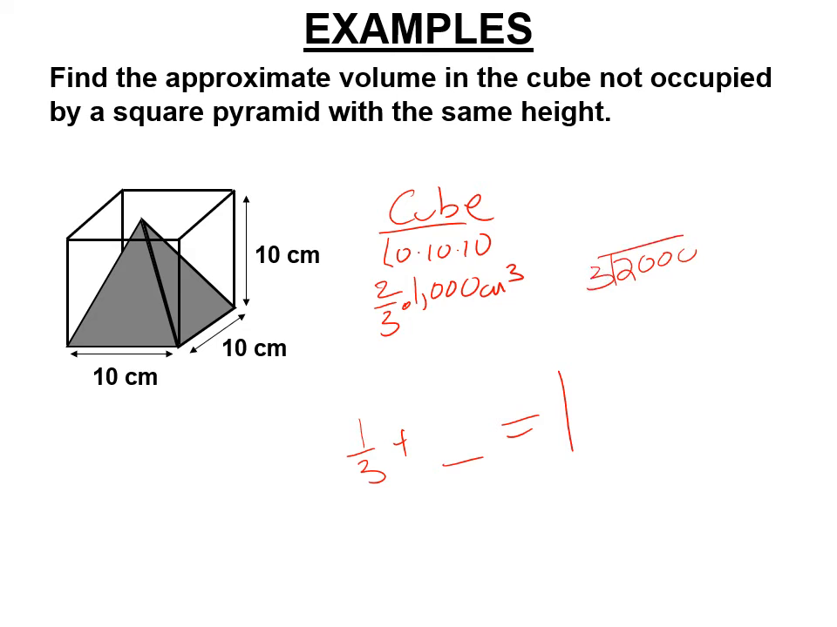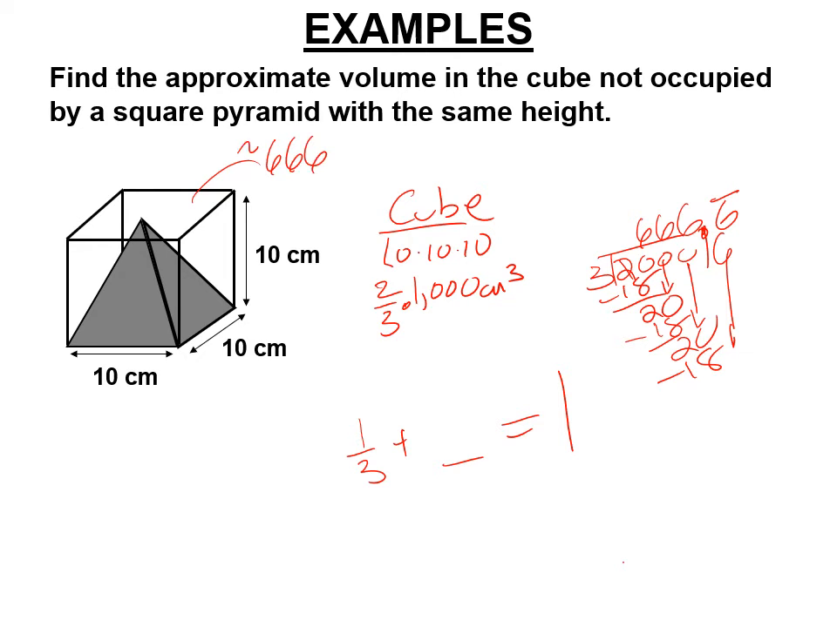Notice I said approximately up there. 3 goes into 20 6 times. Remainder 2. Bring down a 0. 3 into 20 6 times. 3 times 6 is 18. Remainder 2. Bring down a 0. Decimal straight up, 0 straight down, and we're going to get 6s forever there. So the volume not occupied by the pyramid is approximately 666, or I should round it to 667, cubic centimeters.